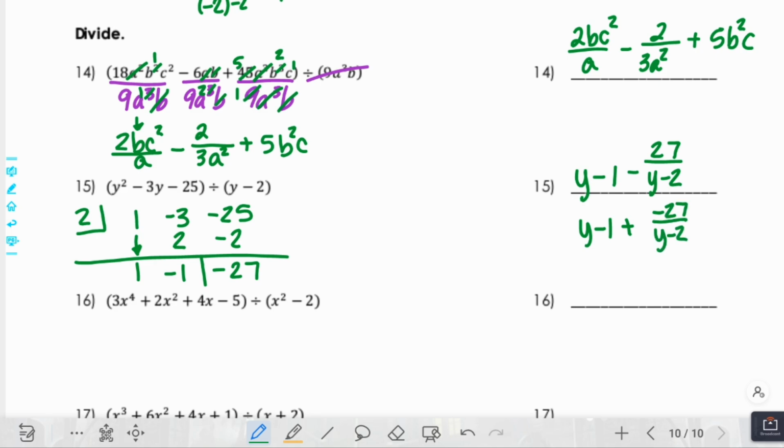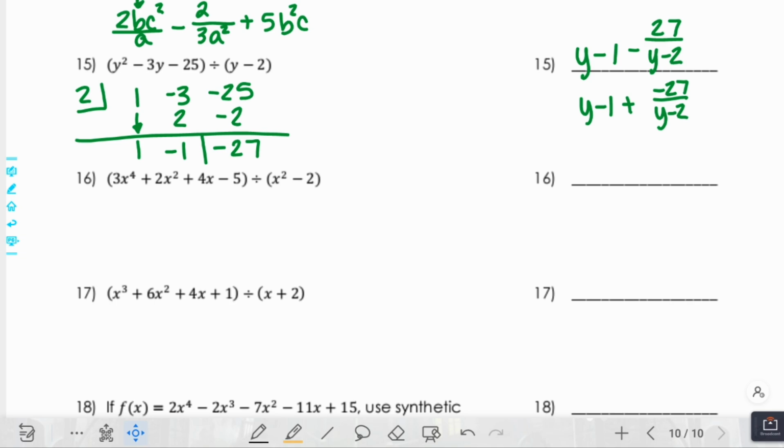For number 16, you have to use long division. So I'm going to do that one out here to the side. You have to use long division because that is not x minus 2, that is x squared minus 2. So for long division on one like this, make sure your terms are written in descending order. You've got 3x to the 4th plus 2x squared plus 4x minus 5. And we're doing x squared minus 2.